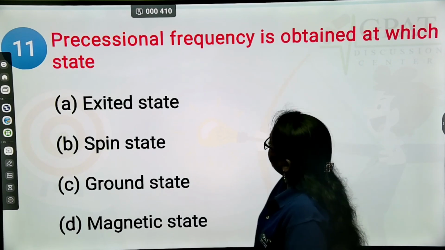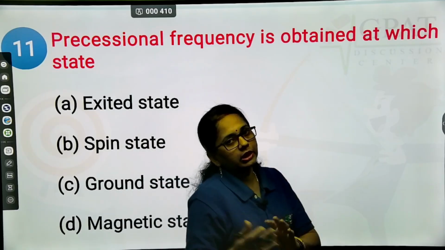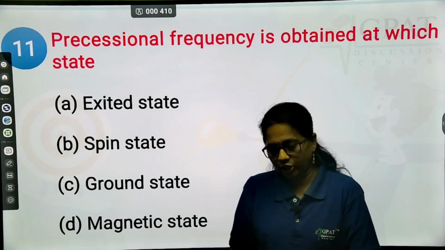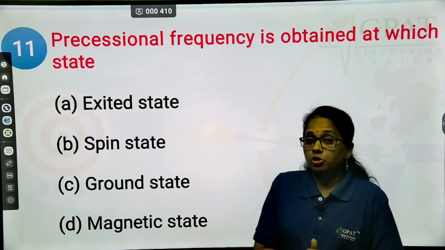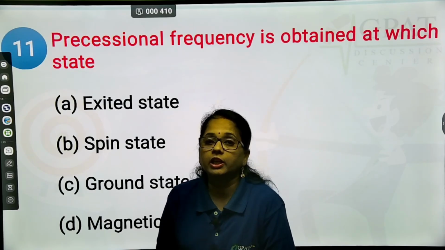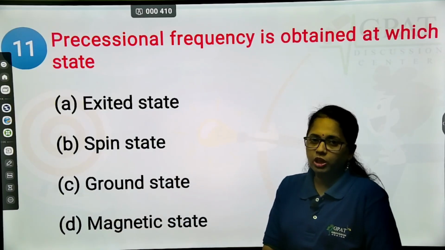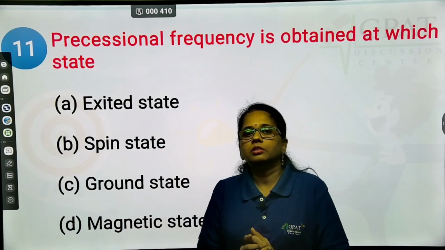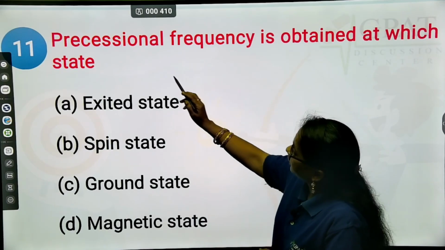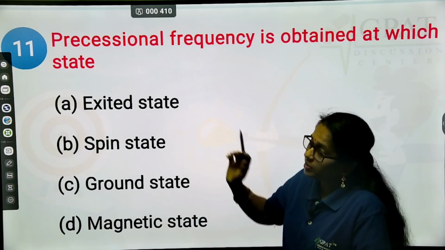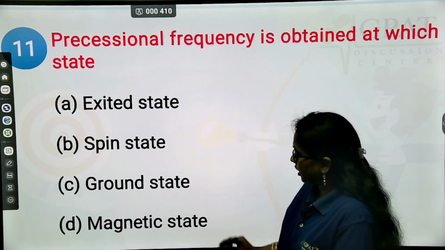Next: precessional frequency is obtained at which state? Whenever we give radio waves as energy to the molecule, there is a frequency of the radiation. Whenever that applied frequency matches the precessional frequency, only then does the absorption of NMR radiation take place. So the question is, precessional frequency is obtained at which state? Options: excited state, spin state, ground state, magnetic state.